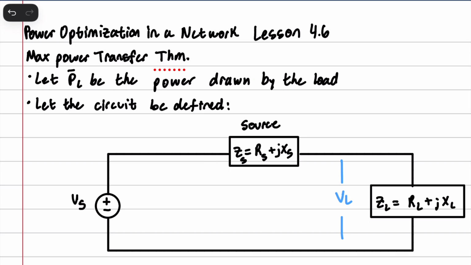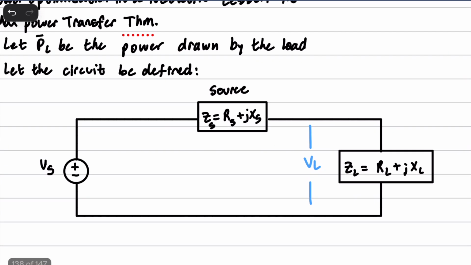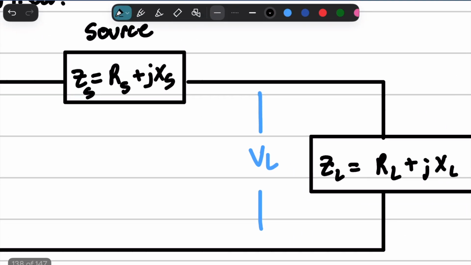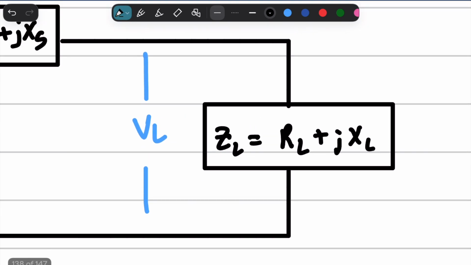Today we are going to be looking again at power. This time we're going to look at power optimization in a network. And so basically we will have this configuration right here, a circuit with a source network right here, and a load network. So this could be anything.